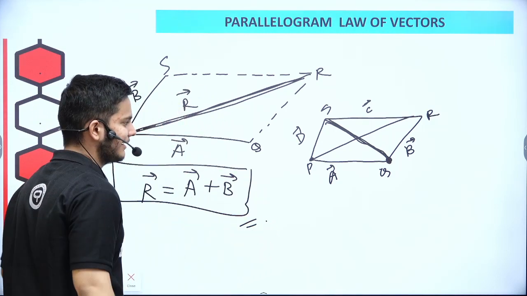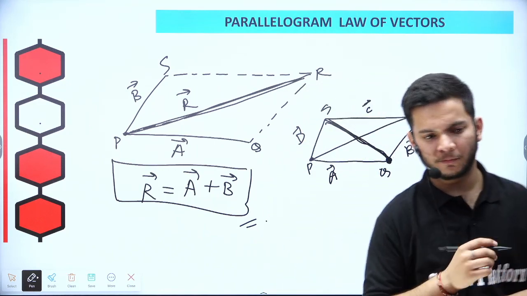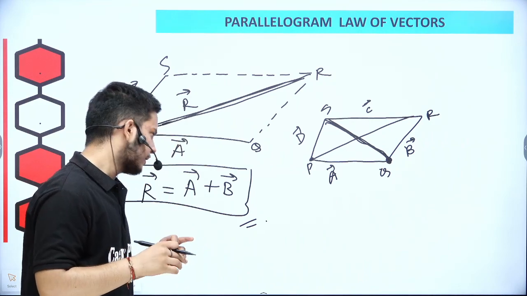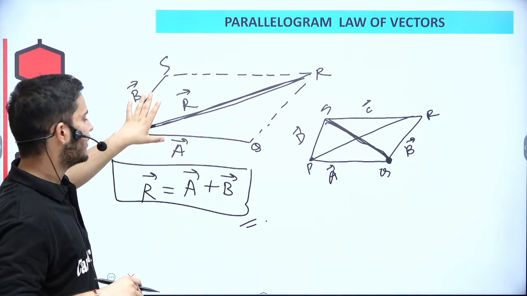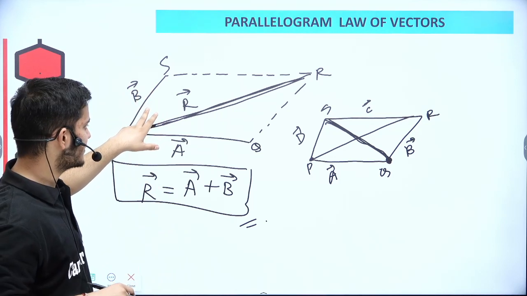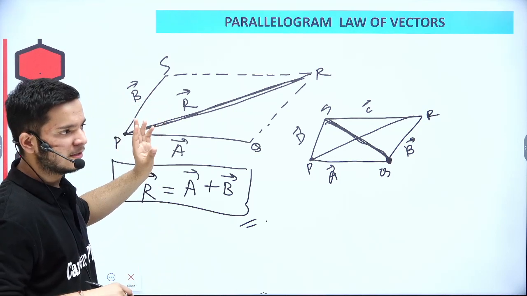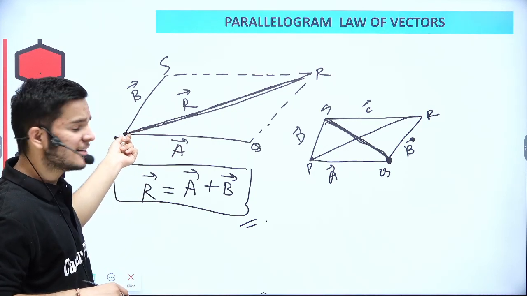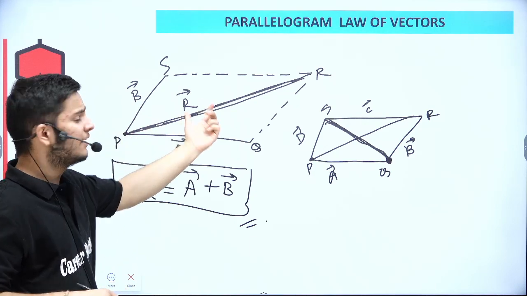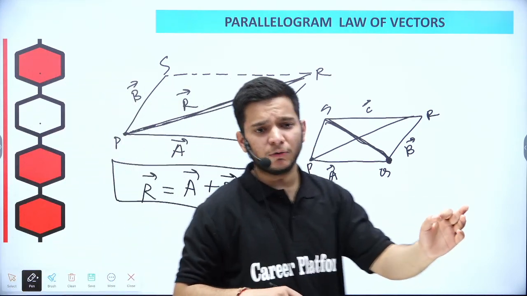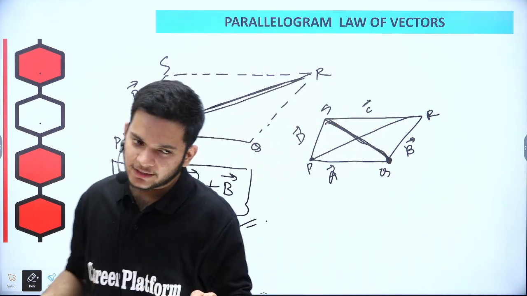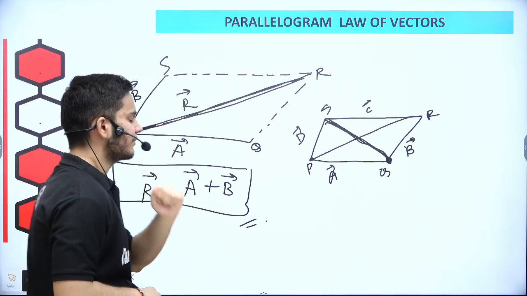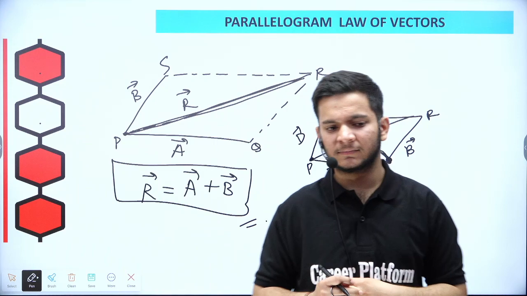Is this clear? Do we have any problem? Let's take a brief look at it again. We have a parallelogram. We take any two adjacent sides. The resultant will be the diagonal that is connected to the common point of the two adjacent sides we have taken the vectors on, and the vector on the diagonal will be the resultant of the two vectors that we have taken on the adjacent sides. That is, R vector equals A vector plus B vector. Is this clear, students?